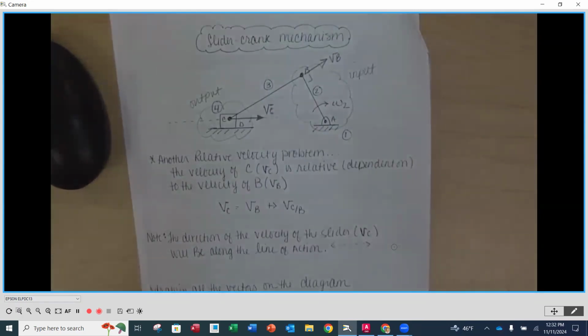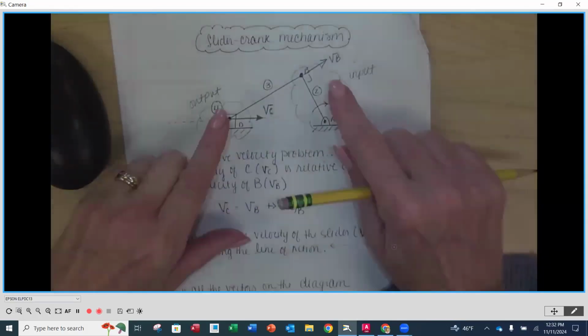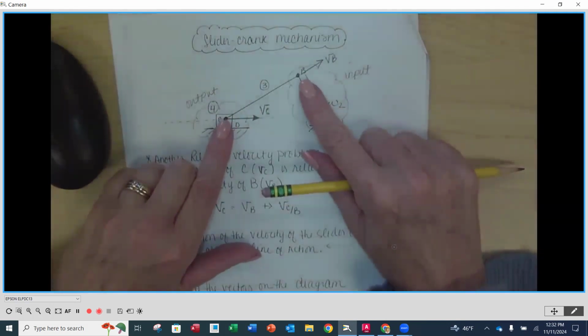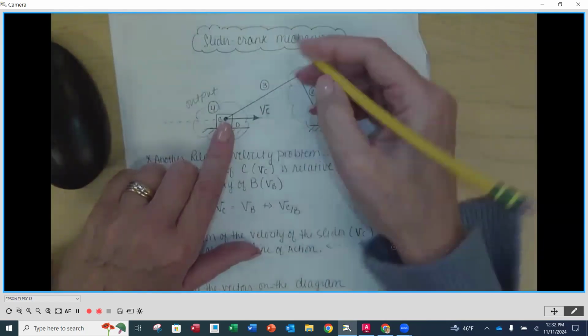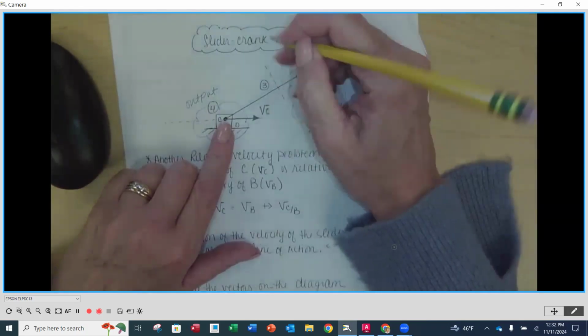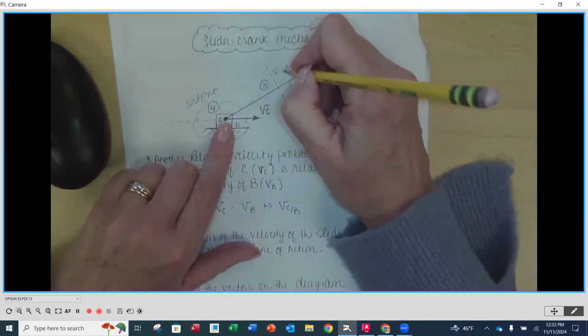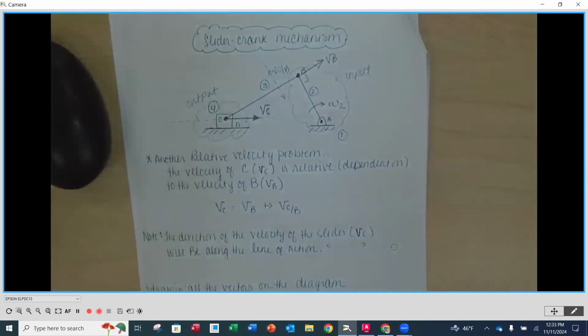So as we know, velocities, straight line velocities are always going to be perpendicular to something. When we have a relative velocity, it's going to be perpendicular to the line connecting the 2 points that we're interested in. So this is the line connecting C to B. So our V, C relative to B is going to be on a line either up and to the left or down and to the right. We don't know which way it's pointing, but it's going to be perpendicular to link number 3 in this case, which is the line connecting points C and B.